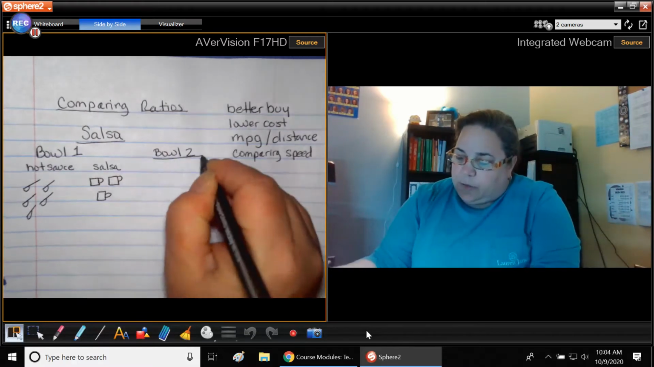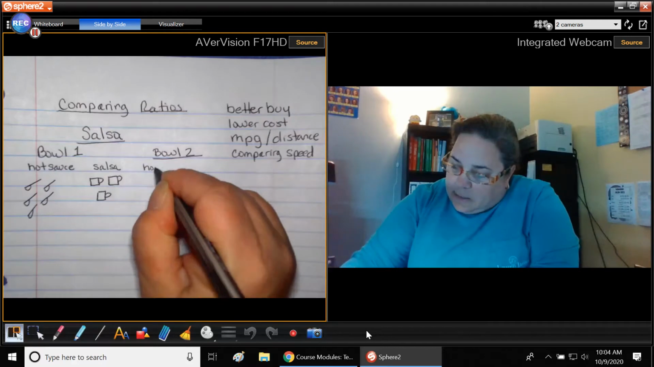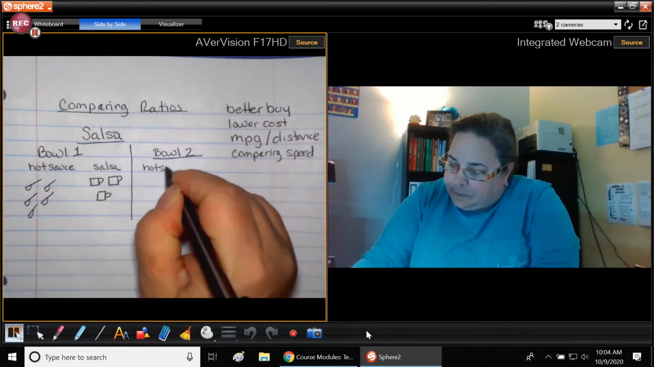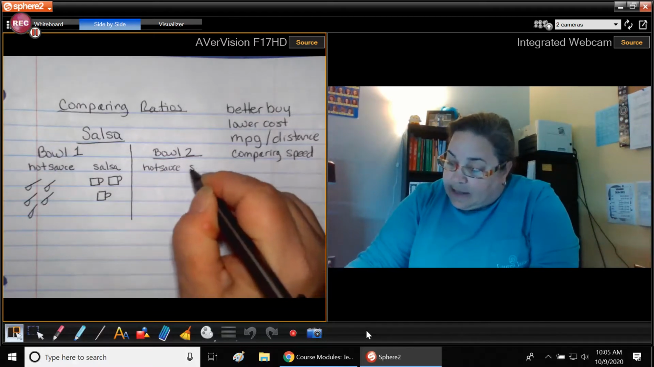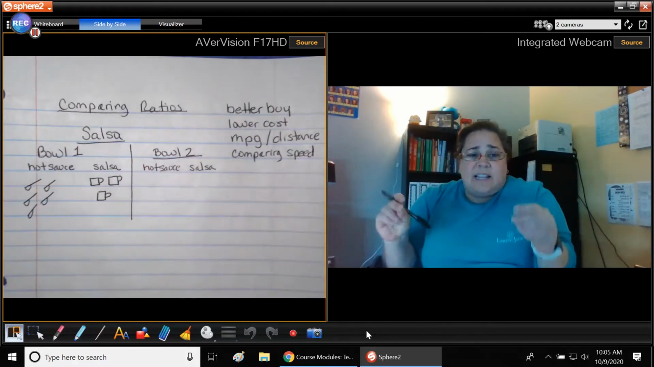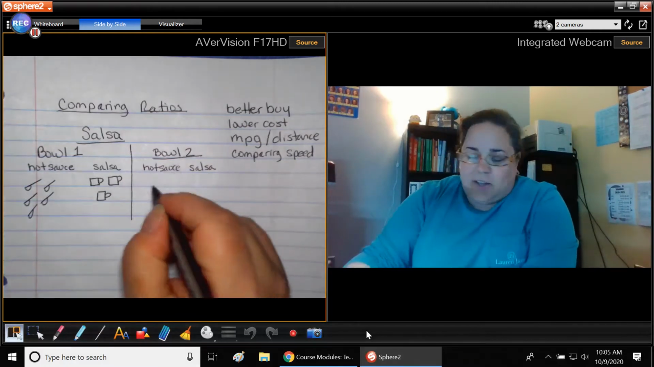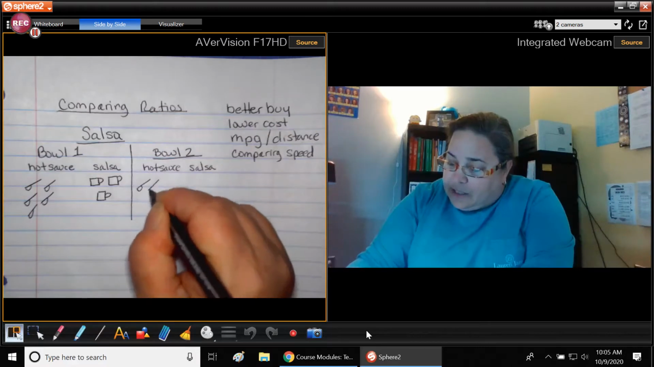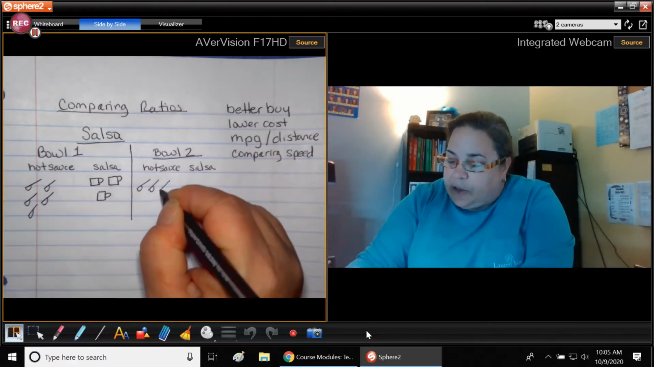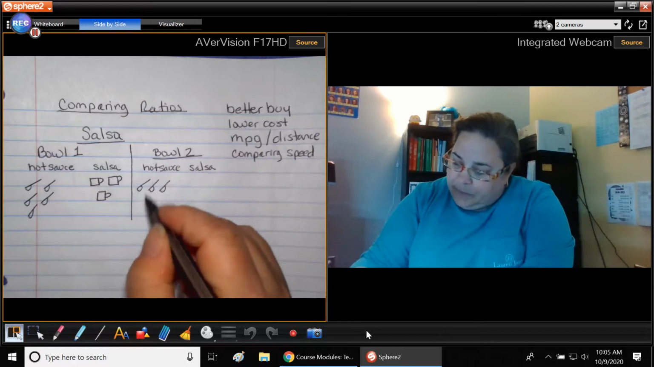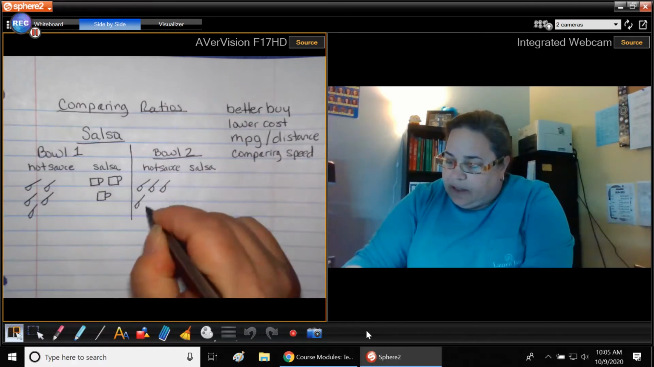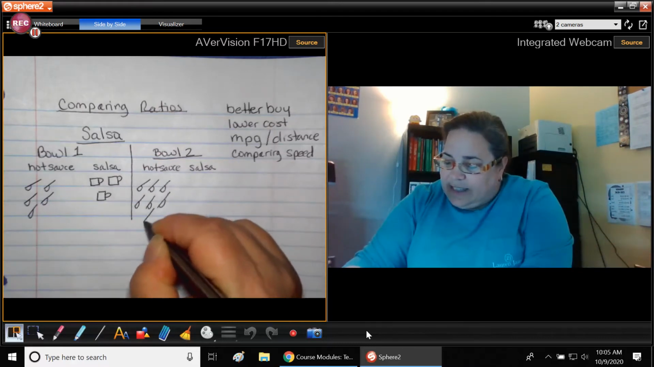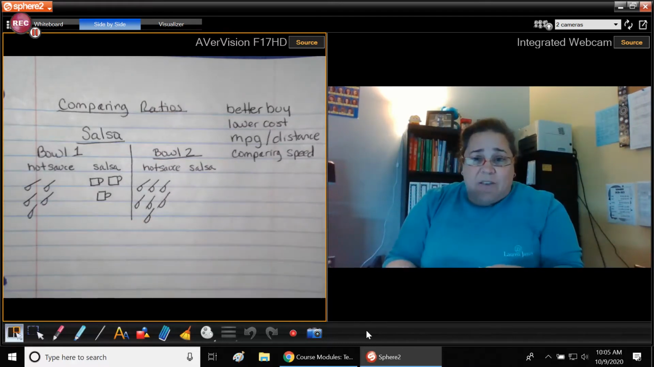Okay. So for bowl number 2, again, we have hot sauce, and I'm going to put a line just down the middle so we can make sure we know where it separates. Hot sauce and salsa. Okay, hot sauce. We've got 1 teaspoon, 2 teaspoons, 3 tablespoons, 4 tablespoons, 5 tablespoons, 6 tablespoons, 7 tablespoons of hot sauce.